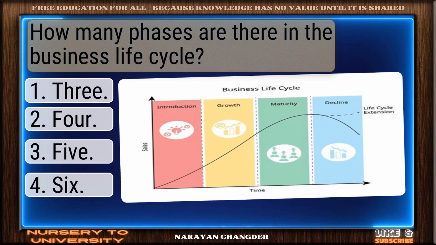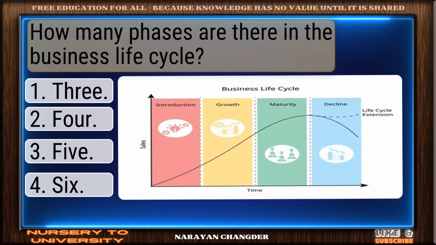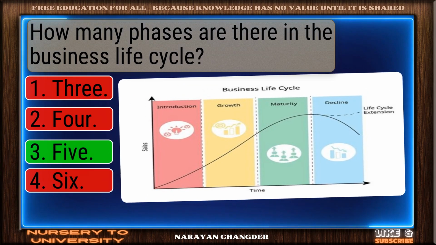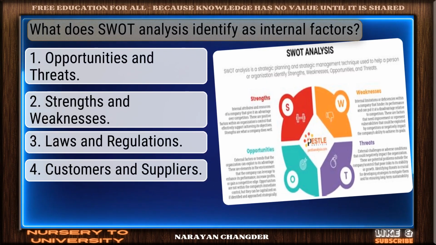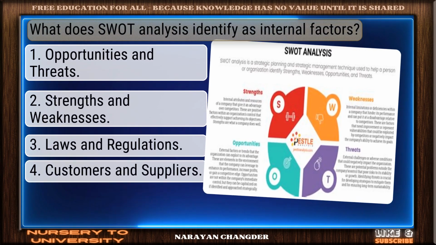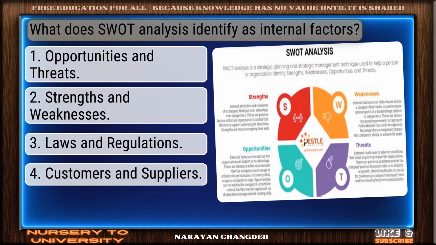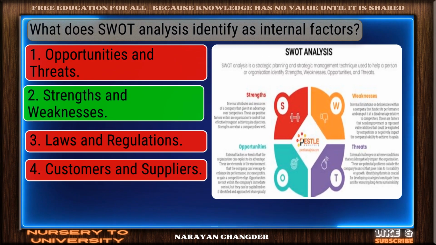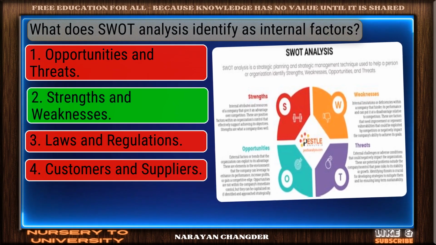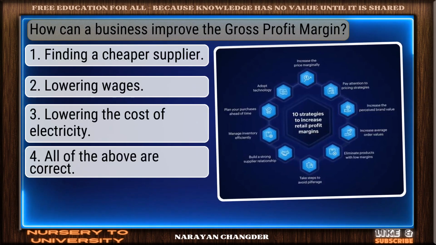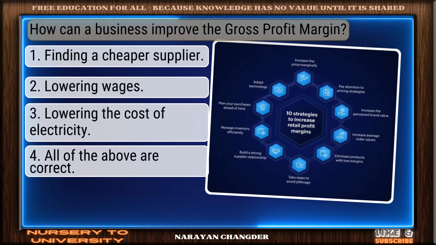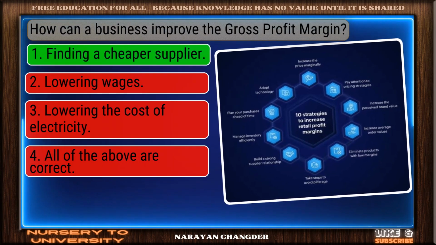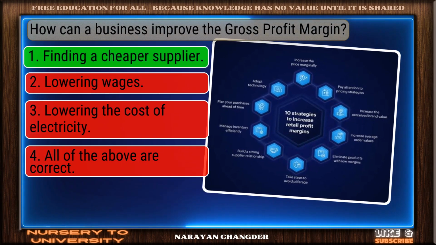Question number 49. How many phases are there in the business life cycle? Excellent choice. 5 is the right answer. Question number 50. What does SWOT analysis identify as internal factors? Clear logic. Your choice strengths and weaknesses is sound and 100% true. Question number 51. How can a business improve the gross profit margin? You're right. Finding a cheaper supplier is the correct answer.